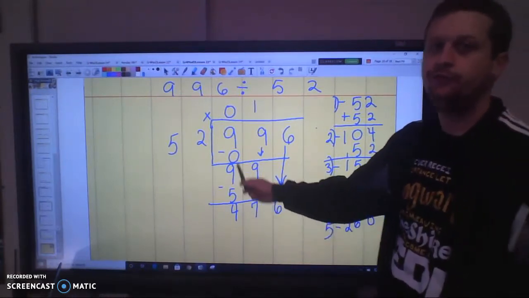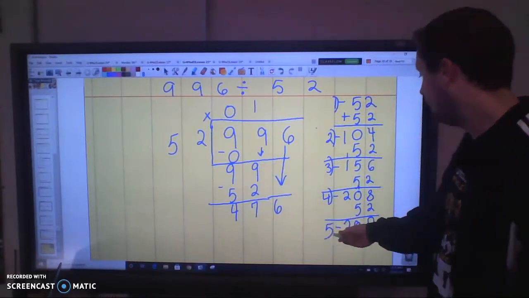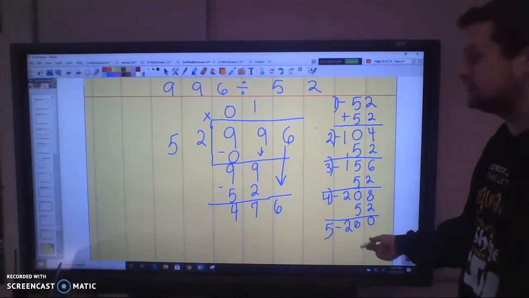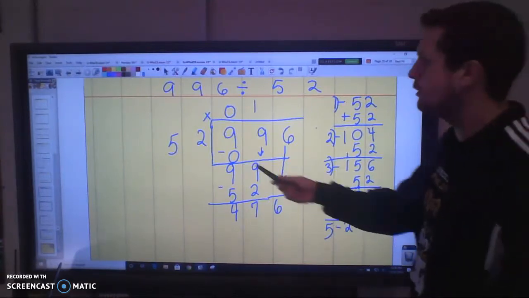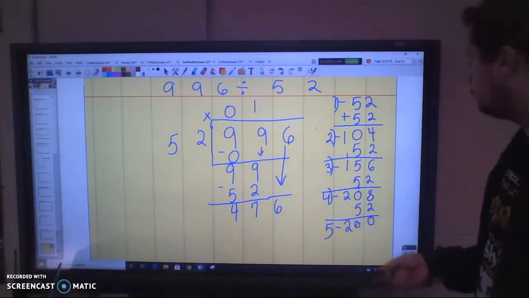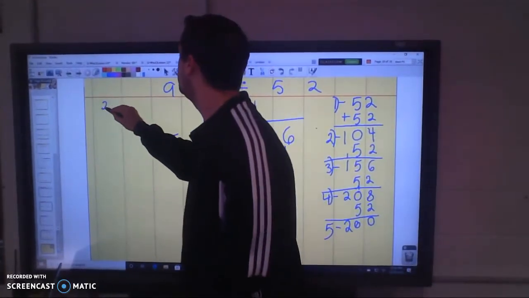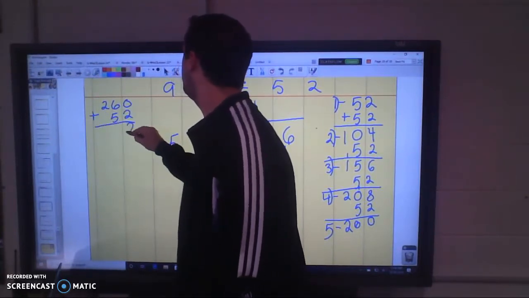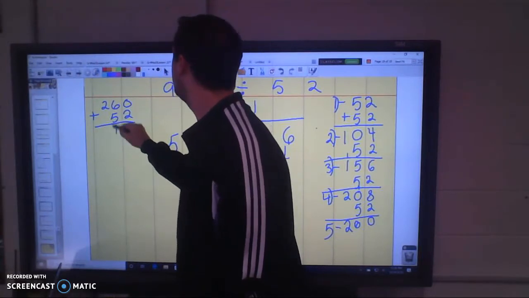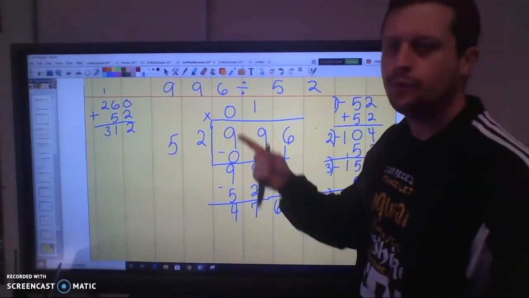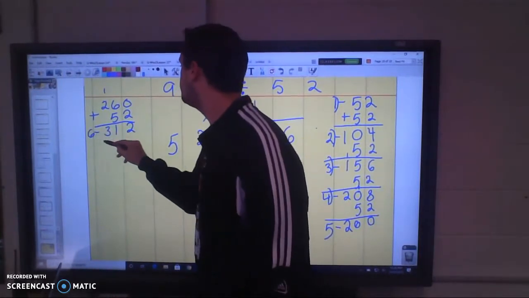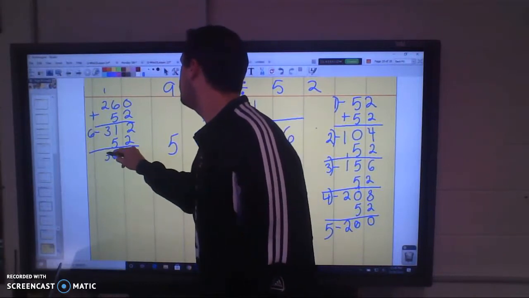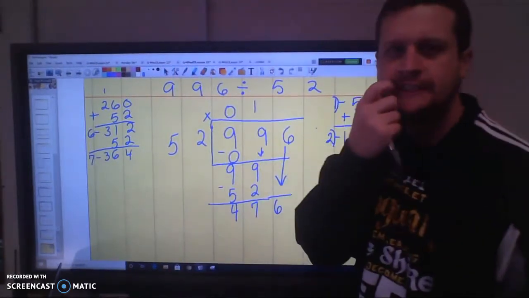Well, how many groups of 52 go into 476? Well, I got to my 5th multiple, and that was only 260. I definitely think we can get close. I'm running out of room over here, so I'm going to come over to this side and do my next multiple. So 260 plus 52, that's 312. I think we can get closer. So I'm going to keep going. So plus 52. That's my 7th multiple. That's 364.